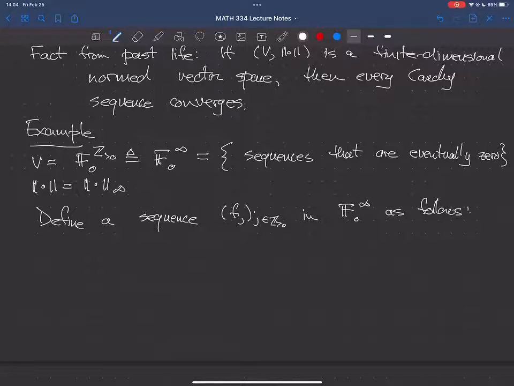Okay, so Fj of K. Because Fj is a mapping from the positive integers into F, the argument of this function is going to be K. And here's how this thing's going to look. It's going to be 1 over K, for K's between 1 up to J, and it's going to be 0 otherwise.